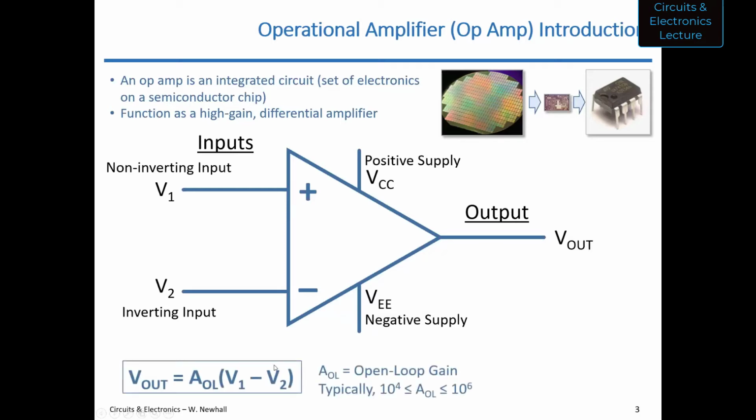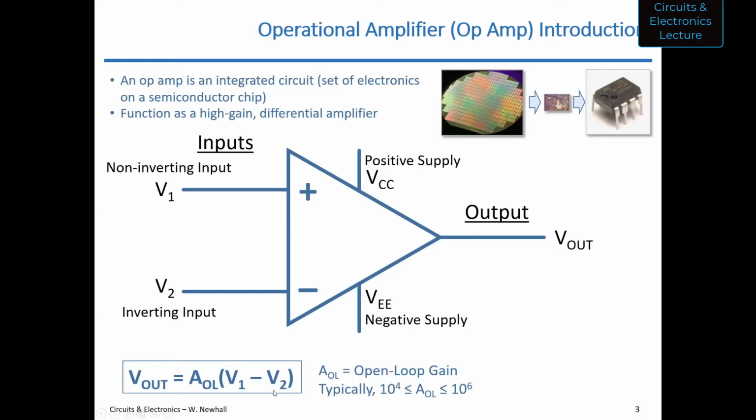V out is related to the input voltages by this equation. It's really straightforward. V out equals some number times the difference between the two voltages, V1 minus V2. AOL is called the open loop gain. That's what the OL stands for. We'll talk about closed loop gain later, but it's the open loop gain. It's typically a big value. It's 10 to the fourth, 10,000 to up to near 1 million. Okay, so that's the range.